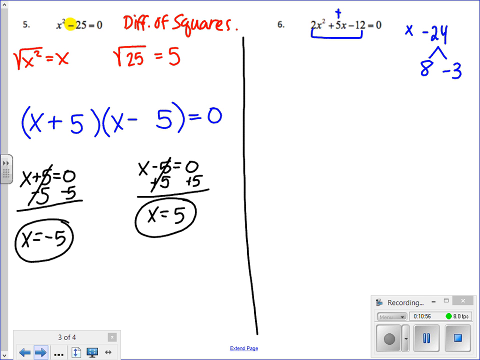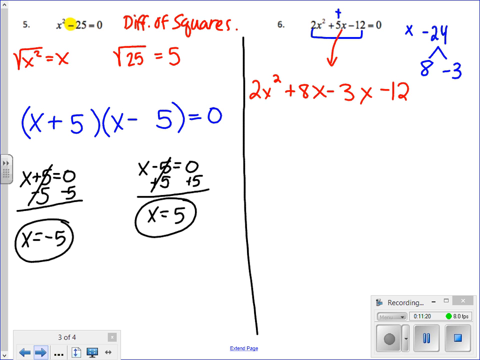From here, because I found those 2 terms, I'm going to split up this middle term of 5x. So I bring down the first term, 2x squared. I bring down the last term of negative 12, and I'm going to split up the 5x into plus 8x minus 3x. That's the same polynomial, it just looks a little different.